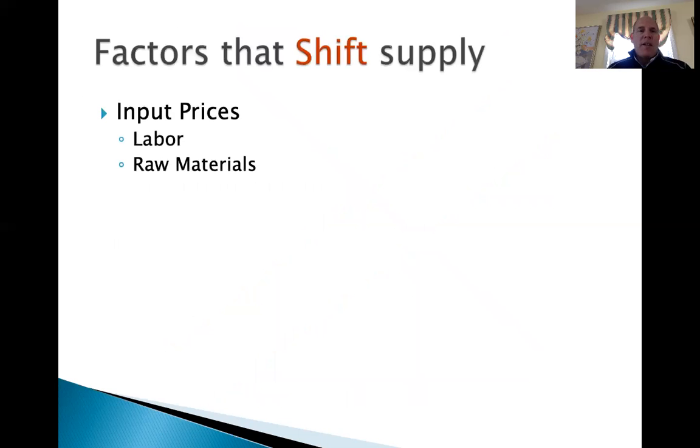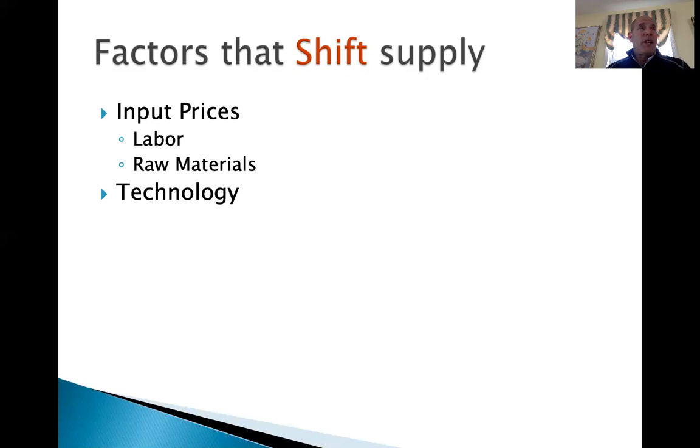Factors that shift supply: input prices. Labor costs will shift supply. Raw materials, the cost of the raw materials that go into it, which is why we're studying commodities, because commodities are very important in determining the prices of everything. They are the raw materials that go into the production of all products. Technology will shift supply, and that will have a direct impact on labor.